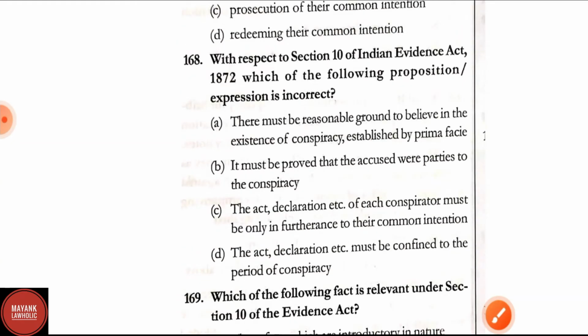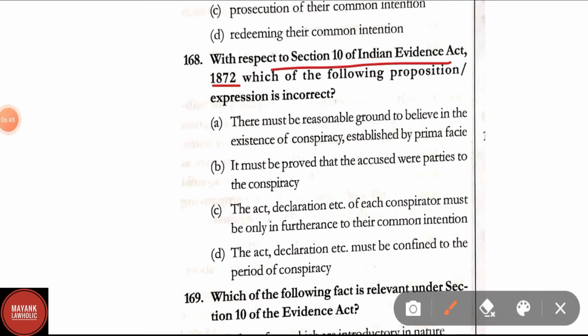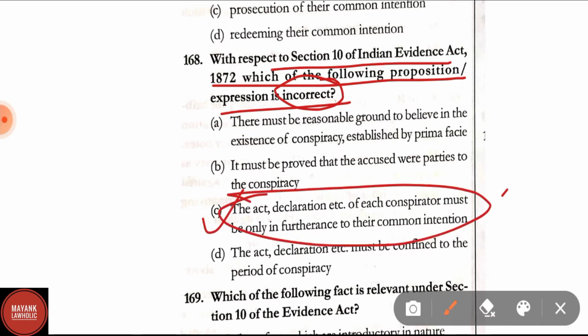Question number 168. With respect to Section 10 of the Indian Evidence Act 1872, which of the following propositions is incorrect? Option A, there must be reasonable ground to believe in the existence of a conspiracy, established prima facie. Option B, it must be proved that the accused were parties to the conspiracy. Option C, the act, declaration, etc. of each conspirator must be only in furtherance of their common intention. And option D, the act, declaration, etc. must be confined to the period of conspiracy. Here in this question it has been asked which of the following is incorrect. So by going through these options, option C is incorrect and will be the right answer.